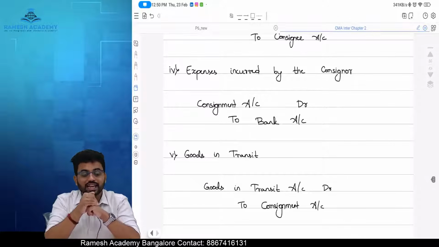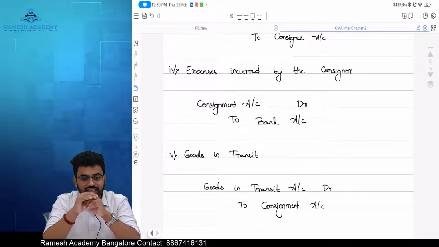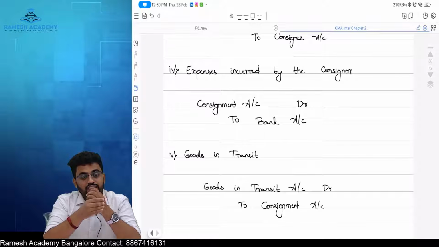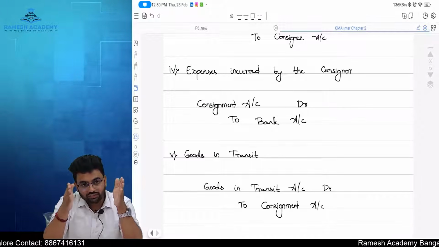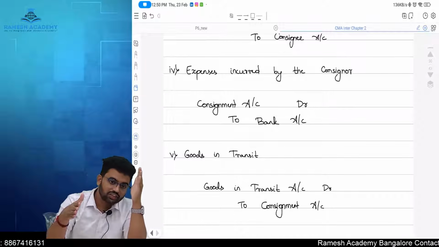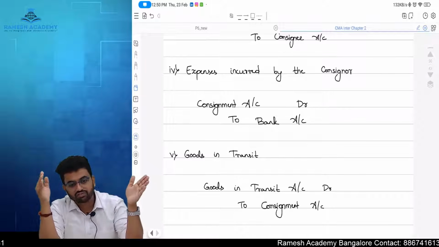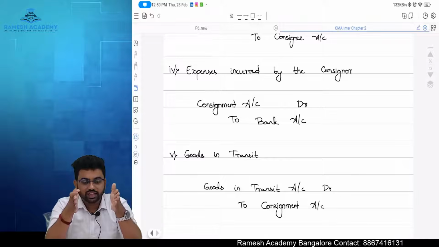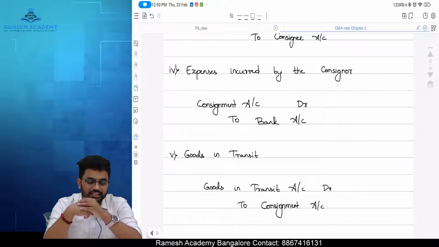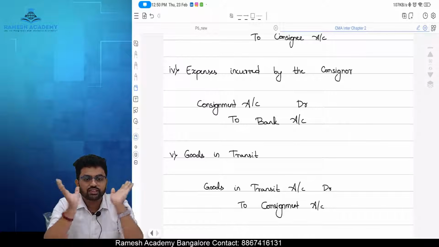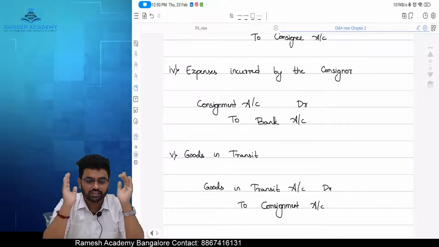When the goods are in transit at the end of the year, as we debited the consignment when we sent the goods, if the goods are still on the way, they are not in the hand of the consignor as well as not in the hand of the consignee, they are in between. At the end of the period, we will credit the consignment, we will debit the goods in transit. Goods in transit will be included in the closing stock. Okay, it will be included in the closing stock.